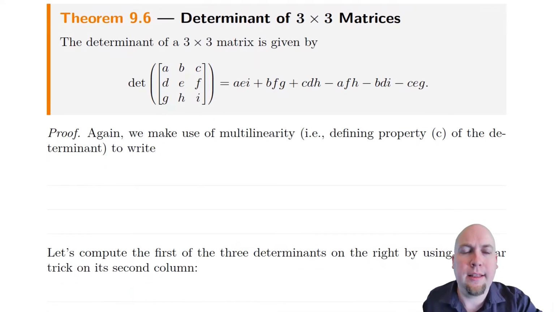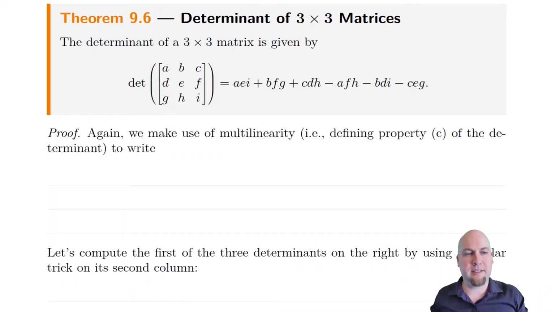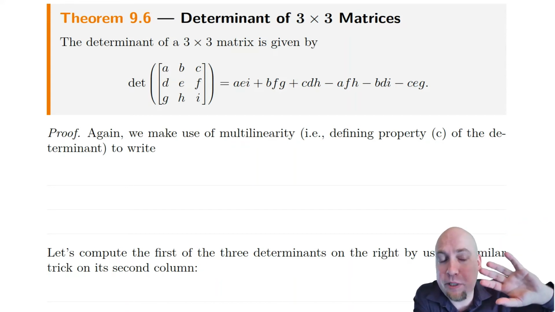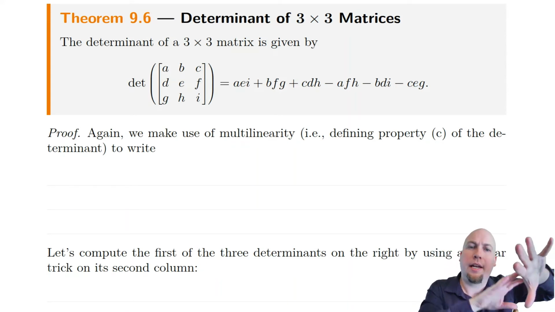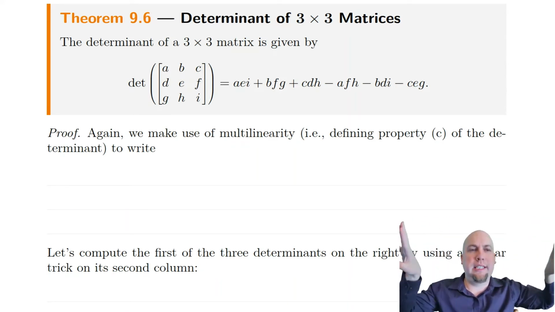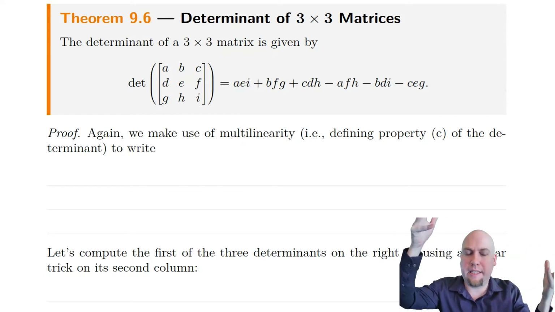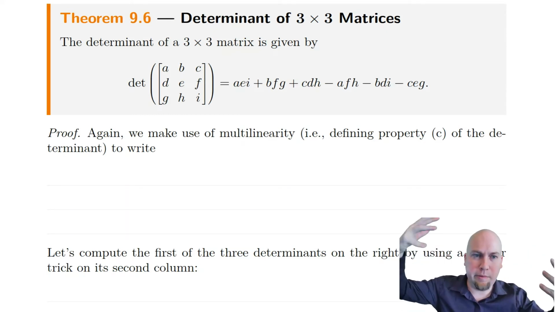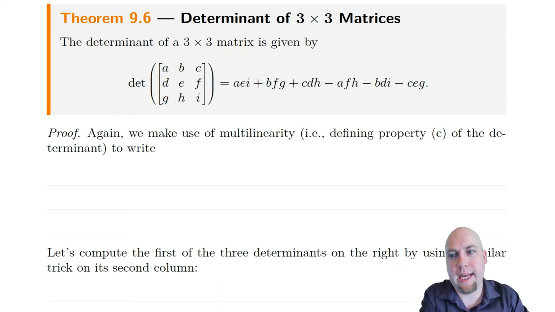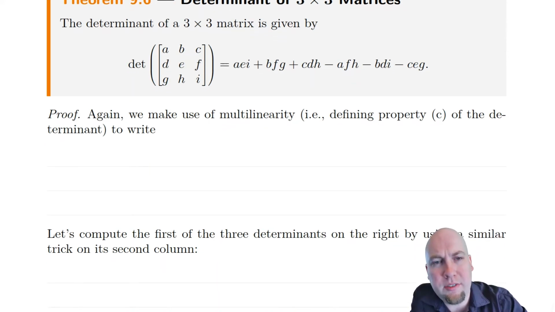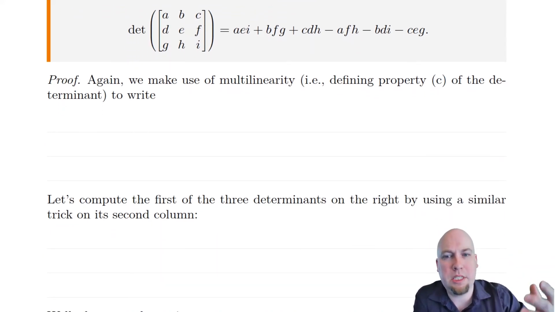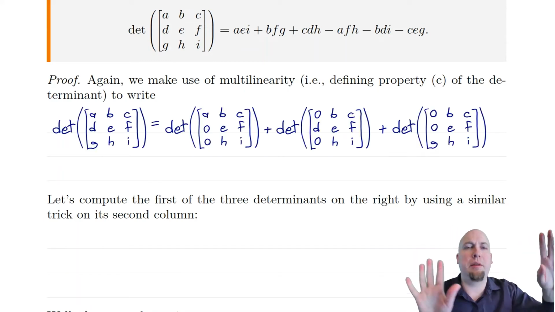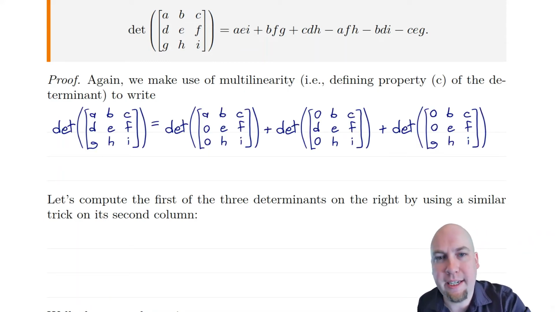For now, let's prove this theorem. Let's see where this comes from. And the method of proof is going to be the exact same as what we just went through for 2 by 2 matrices. We're just going to use multilinearity to split up the columns to make the matrices upper triangular, and then we can compute the determinants easily. It's just going to be a little bit more involved this time because we're going to have to use multilinearity multiple times.